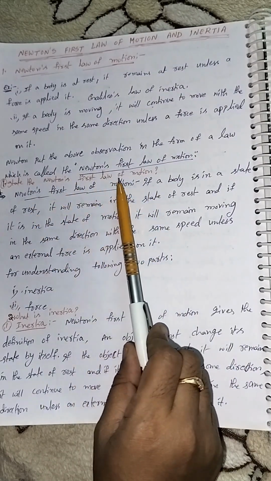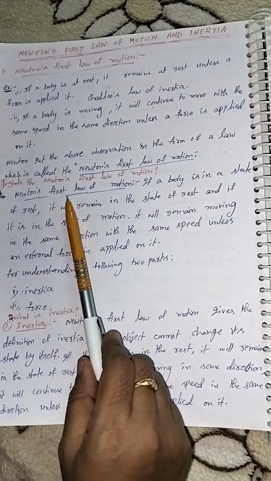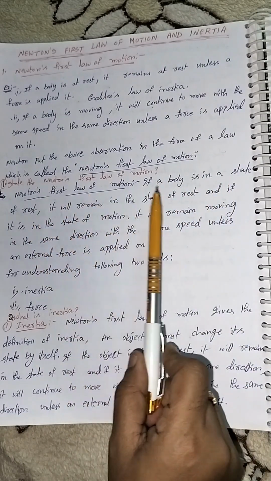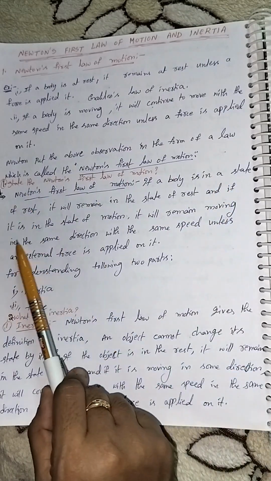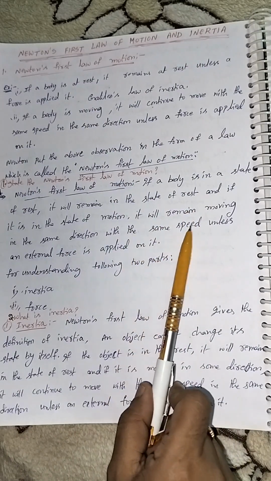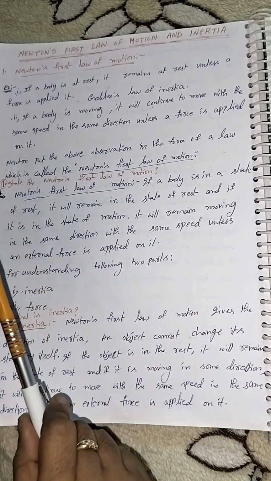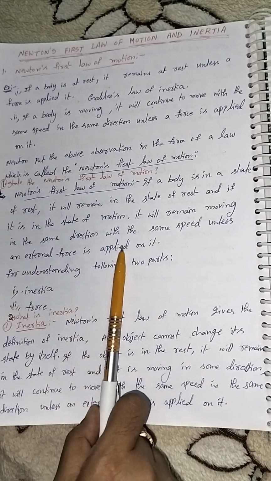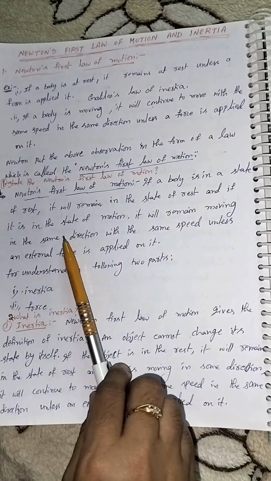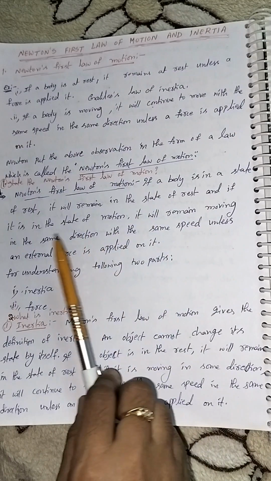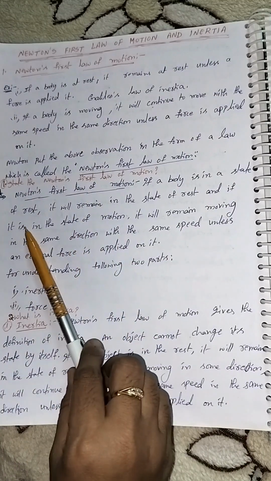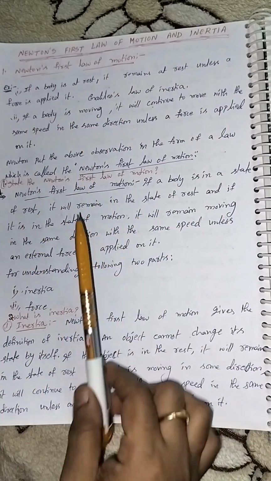State Newton's first law of motion. If a body is in a state of rest, it will remain in the state of rest, and if it is in the state of motion, it will remain moving in the same direction with the same speed unless an external force is applied on it. If we do not use any external force, the speed and direction are not changed, and if it is at rest, it remains at rest.